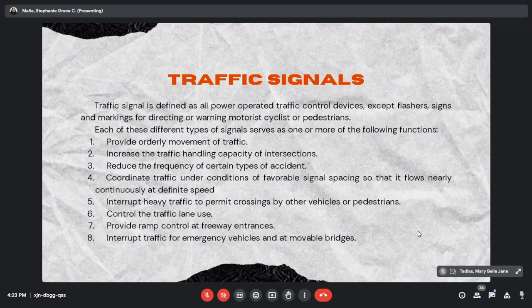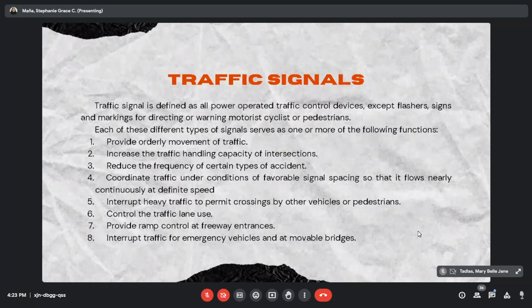So, muna yung traffic signals kay una, basic knowledge kay kana para smooth gid bitawang dagang sa tong traffic o malikay pod sa ining anomalies or kanang mga accidents. Tapos, next is increase the traffic handling capacity of intersections. So, reduce the frequency of certain types of accident. And fourth is to coordinate traffic under conditions of favorable signal spacing so that it flows nearly continuously at definite speed. So, para smooth again ang dagan bitaw consistent lang.